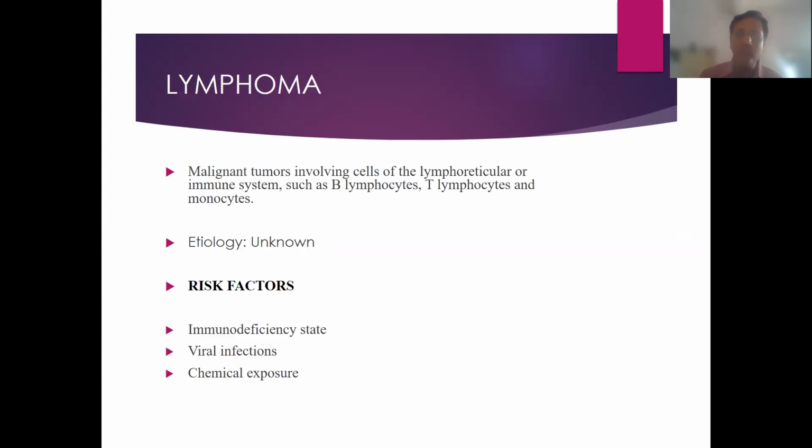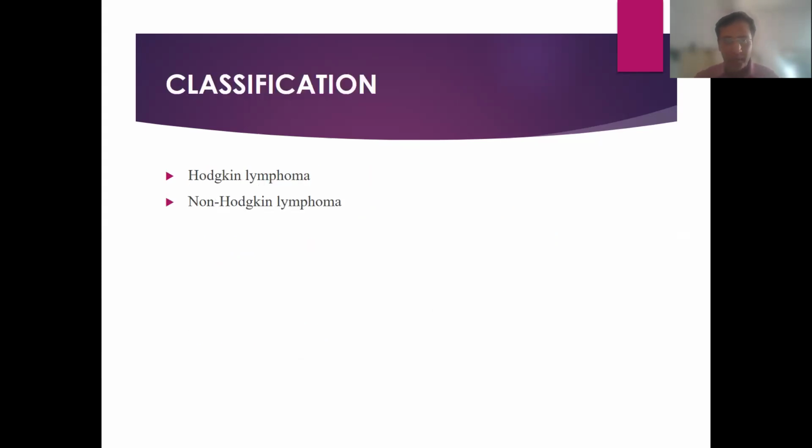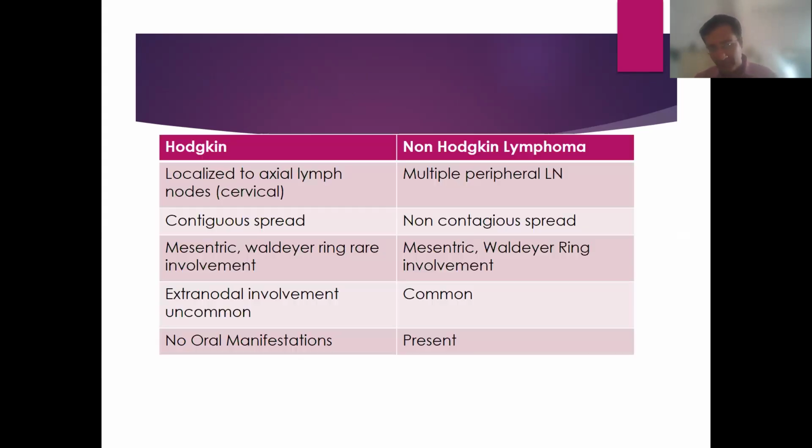Now, what is lymphoma? Lymphoma is a malignant tumor involving the lymphoreticular immune system, that is B lymphocytes, T lymphocytes, monocytes. Etiology is unknown. Risk factors are immunodeficiency states, viral infections, and chemical exposure. And the classifications are Hodgkin lymphoma and non-Hodgkin lymphoma.